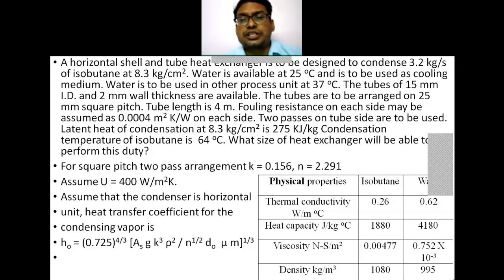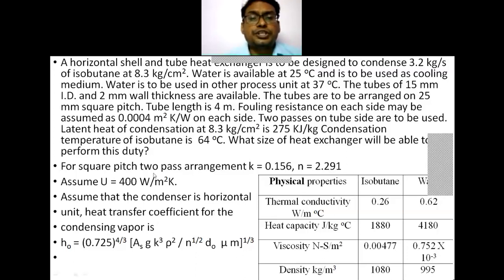Then the latent heat of condensation is mentioned. Then the condensation temperature of the isobutane is 64 degrees Celsius. What size of the heat exchanger will be able to perform this duty? What size is required to be calculated, and for that purpose we have to design the heat exchanger. For a suitable area, calculations are to be done.